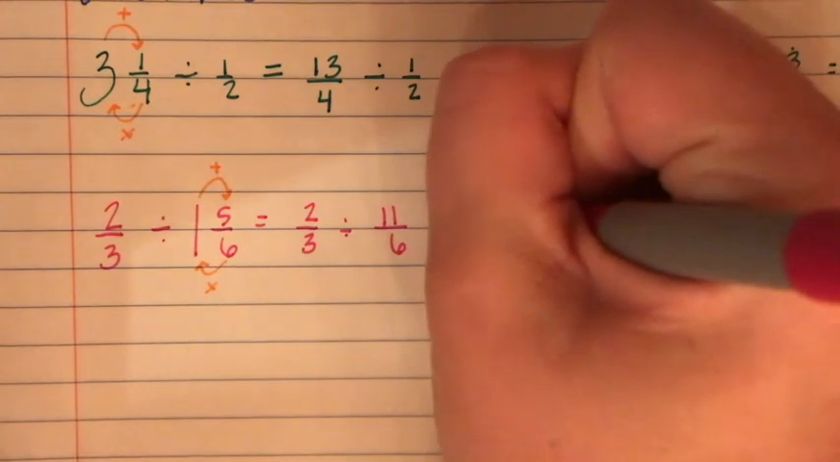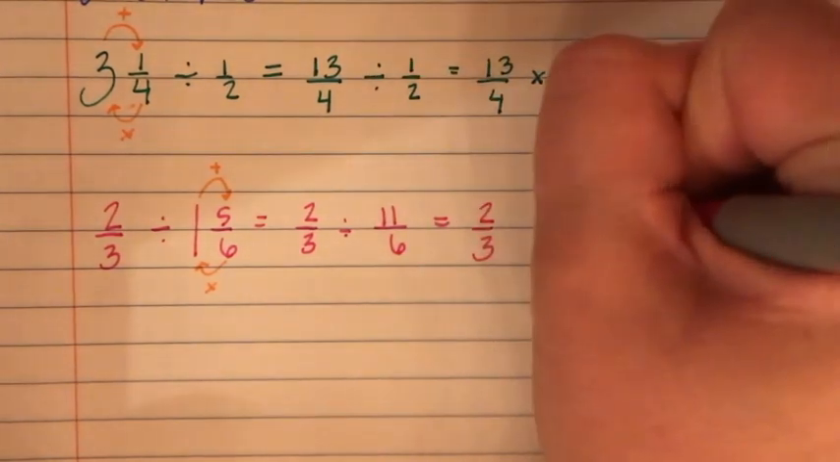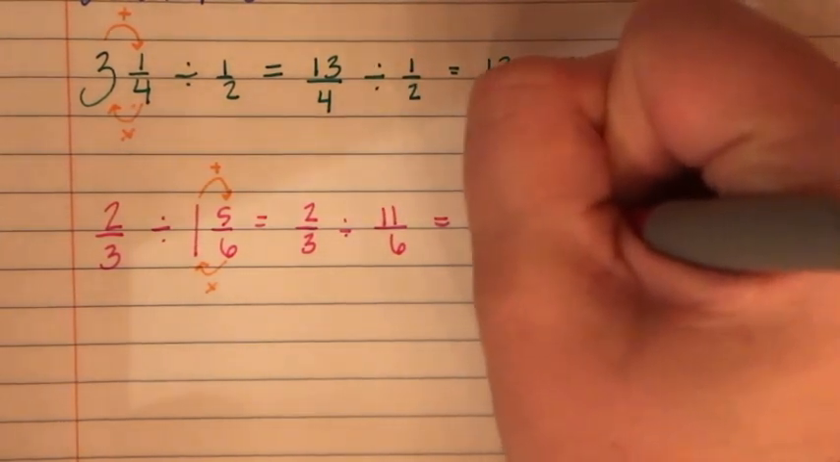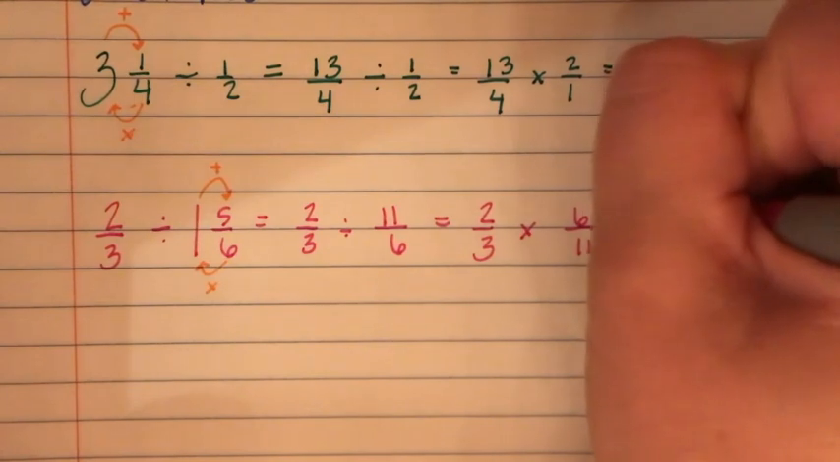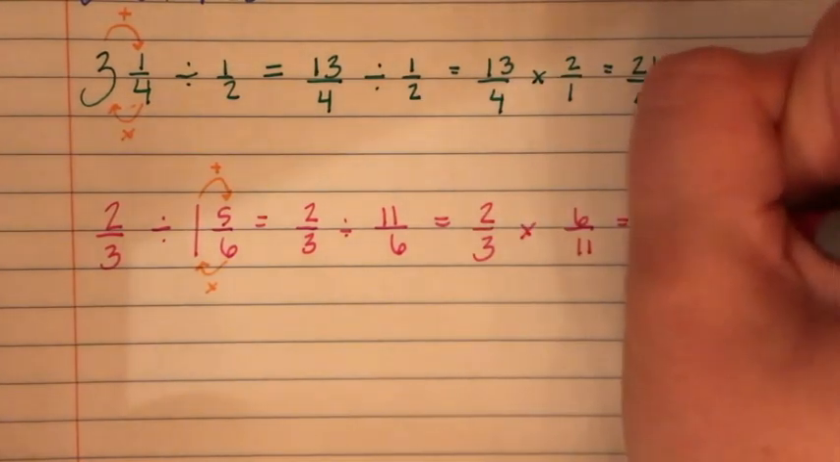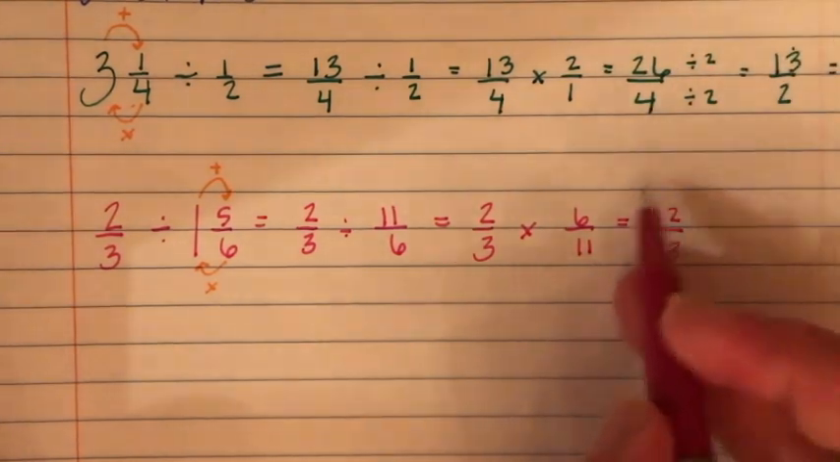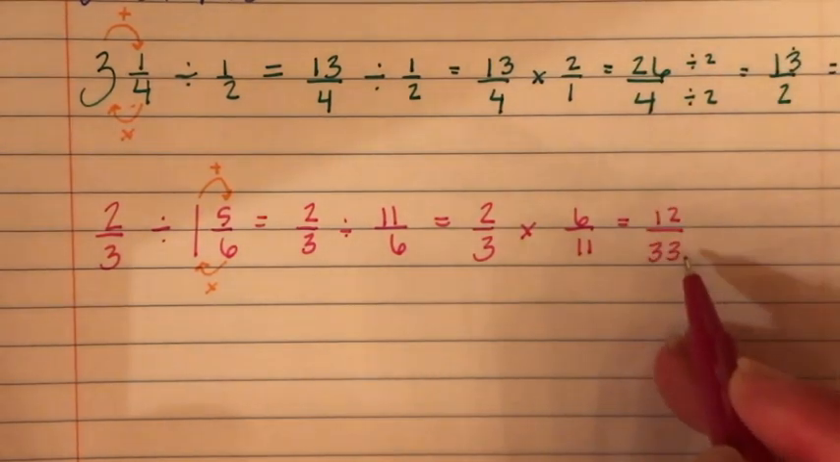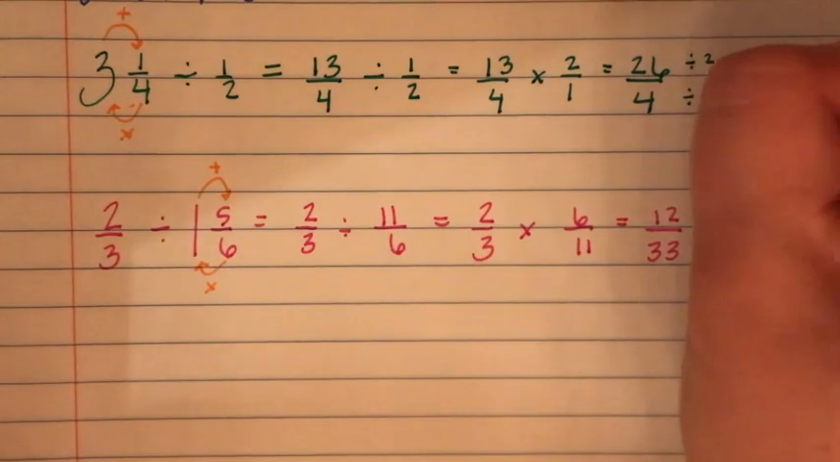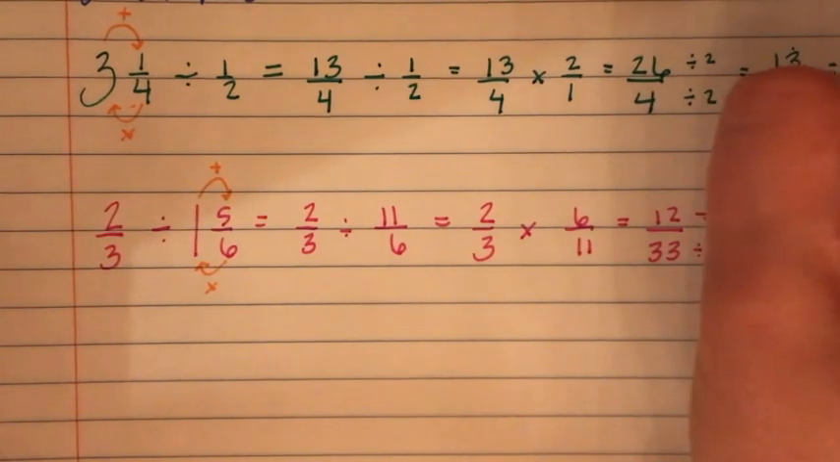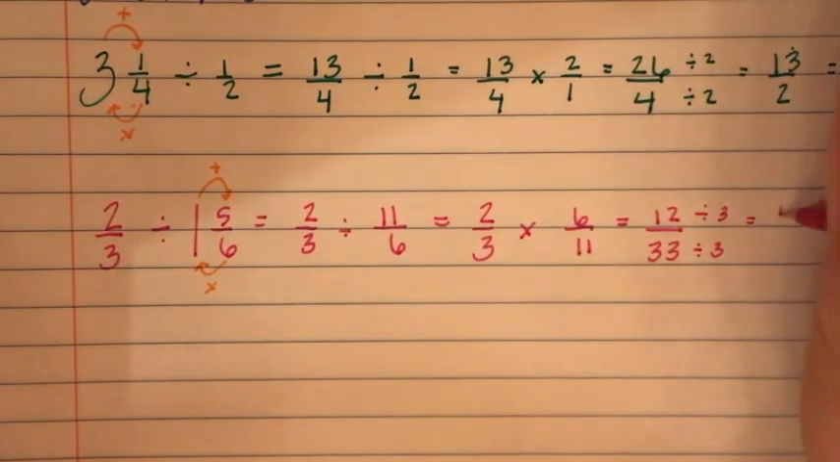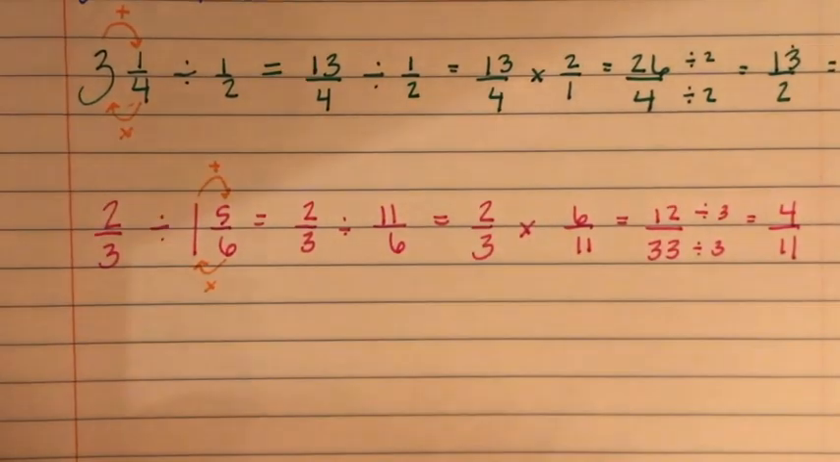So now we can keep, we can flip, and we can multiply. So here I get 12/33. So both of these numbers are divisible by 3, so I can reduce this fraction. And I get 4/11 as my final answer. Okay, let's do one last example.